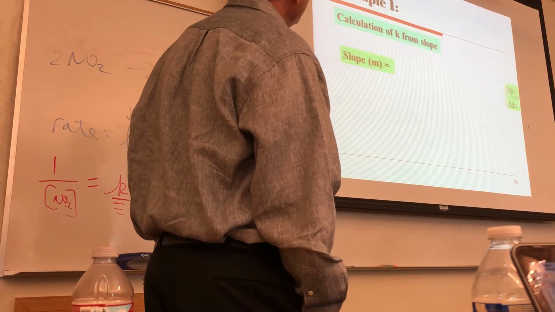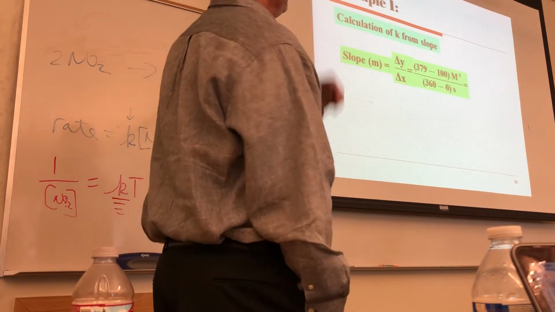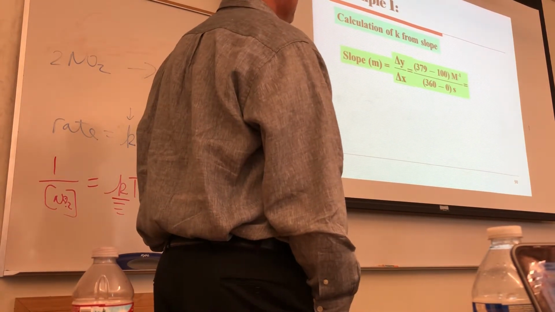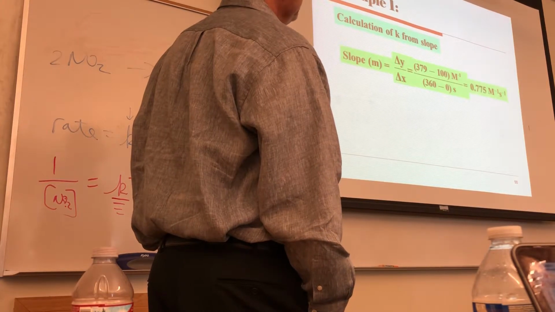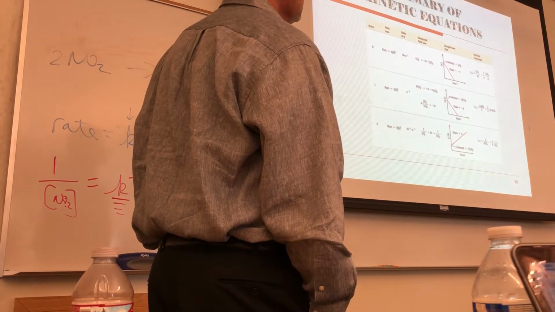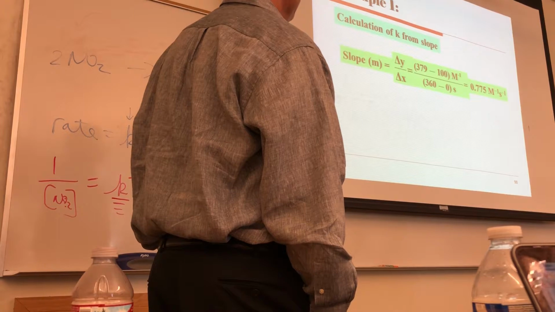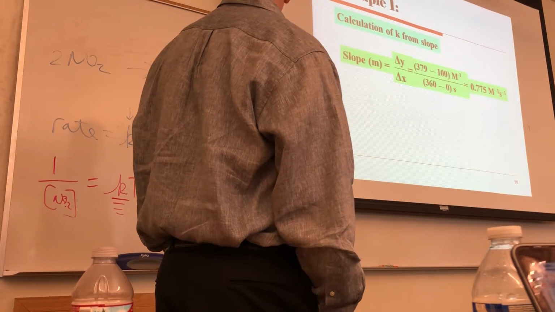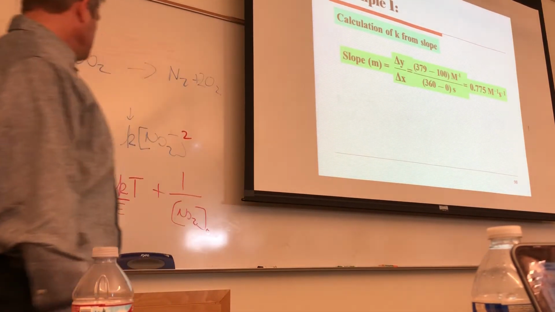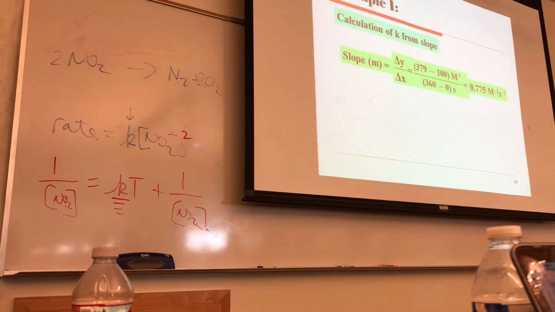And let's see what they do. 379 minus 100 over 360, and that gives you the slope. Now, the slope, is that what you asked? Yeah. Okay, then you're good. Is that okay?